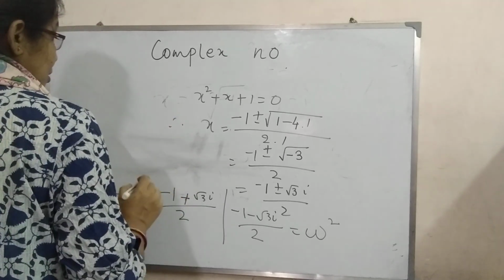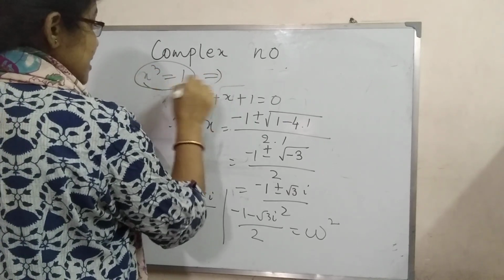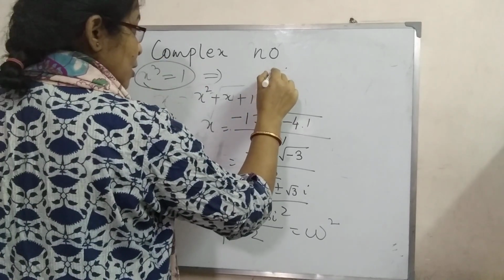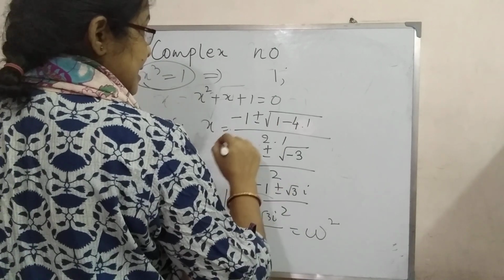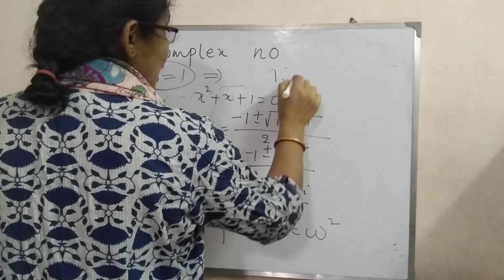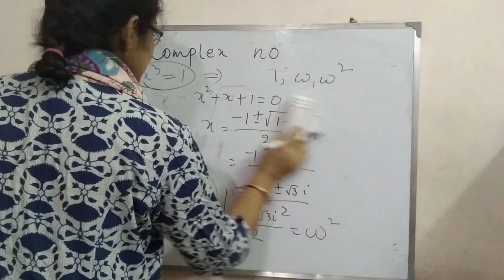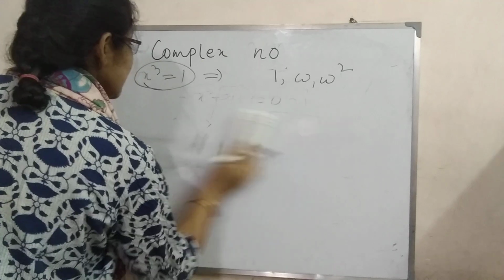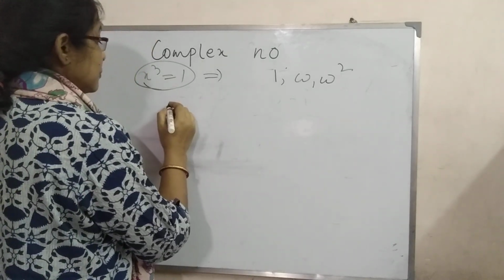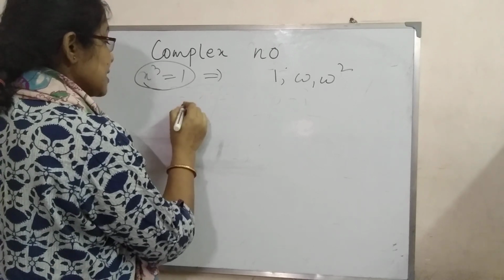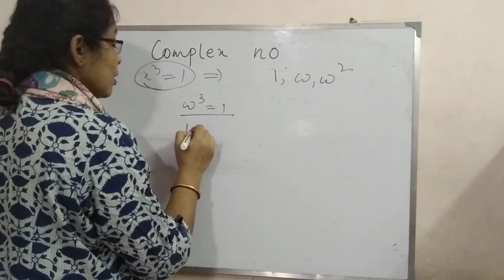That means x cube equal to 1. This equation has three roots. One root is 1, second root is this, and third root is this. That means the first root is 1, second root is omega, and another root is omega square. These are the three roots. If omega is a root, that is omega cube equal to 1.